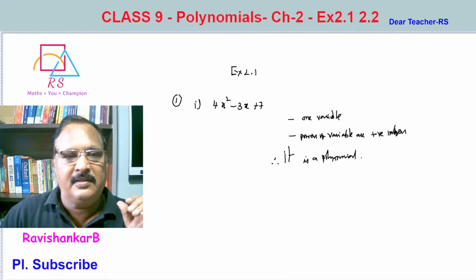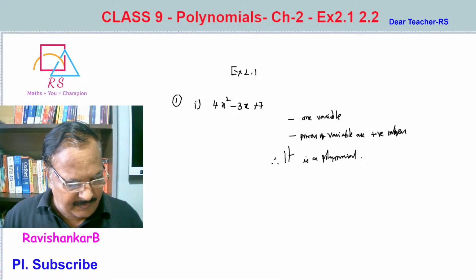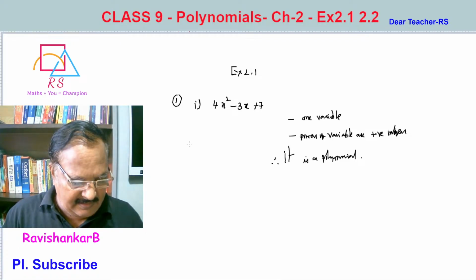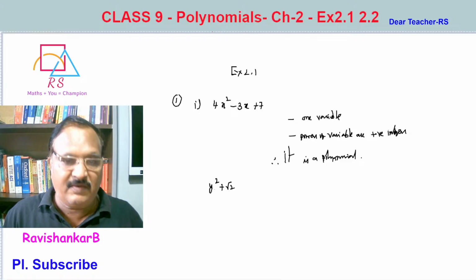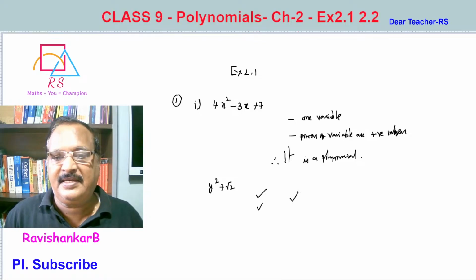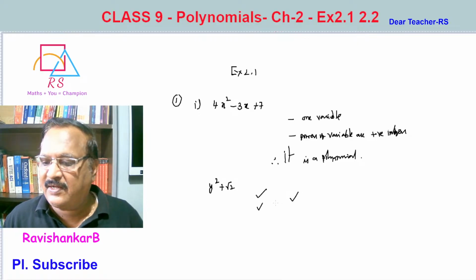Then the second question. In this, five bits are given. Second bit: y square plus root 2. Here there is one variable. The exponent of the variable is positive, therefore it is a polynomial. Root 2 is a constant, and a constant can be anything.